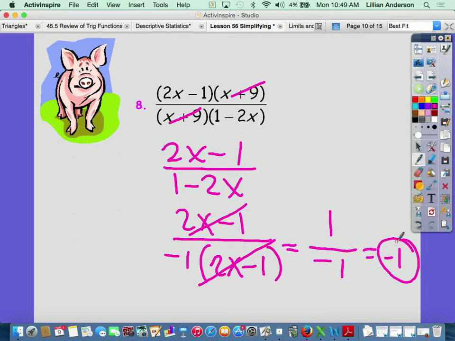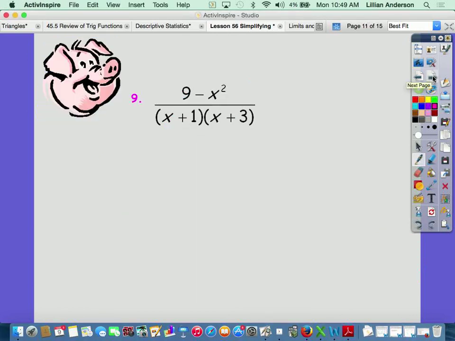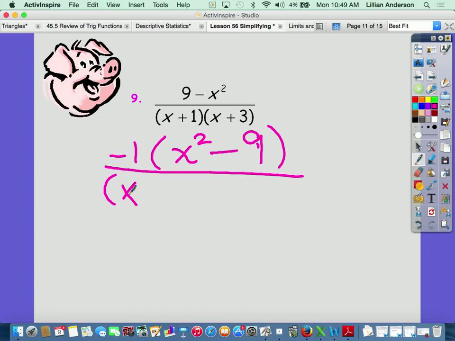So, looking at number 9. What do you think we should do? It's a perfect square, but it's backwards. Negative 1 times x squared minus 9. If I factor out that negative 1, then I'll get what? X squared minus 9. I can take out that negative 1, and now it looks like any other perfect square, right?